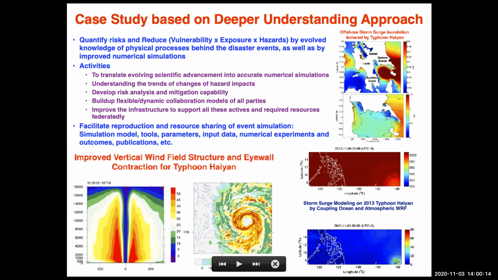In short, the case studies of this collaboration aim to quantify risk and reduce at least one of the dominating factors of vulnerability, exposure, and hazards, based on up-to-date knowledge of the physics behind the disaster. Next slide, please.